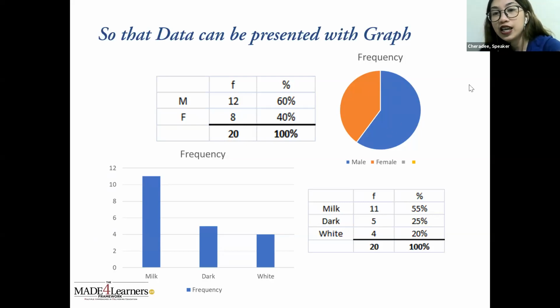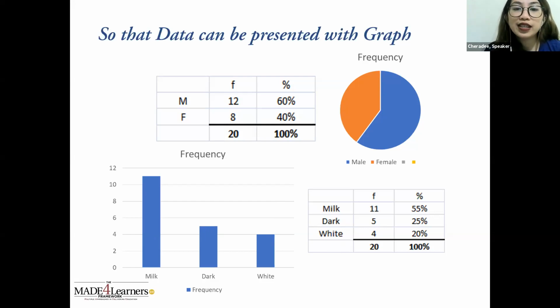And then you can create already a chart. What is lacking in this chart is that it has no label for 60 and 40. But the good thing is you have a tabular backup, which can tell that 60 is male and this one is 40. And then here, in terms of chocolate bars, 55% or 11 out of 20 actually like milk, followed by dark and white with 4 each. So you used a bar chart. Then from there, you can say that out of the 20, milk is their favorite.